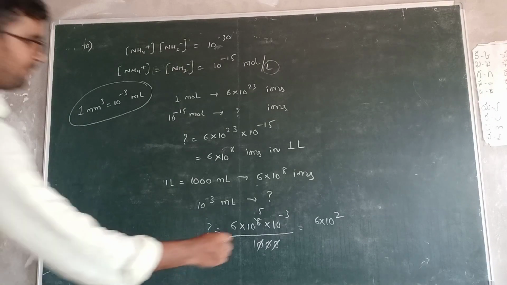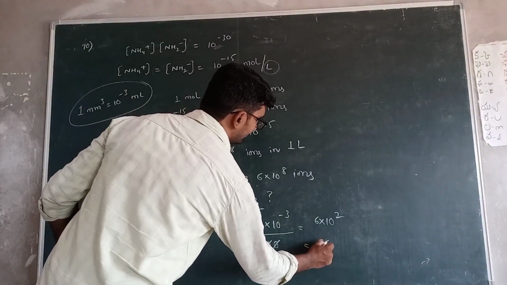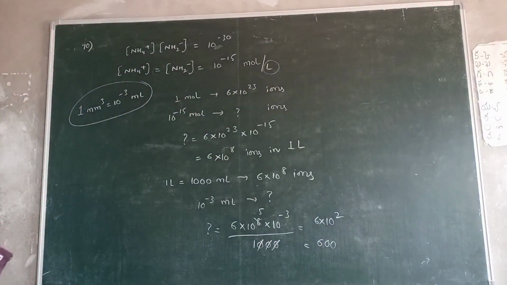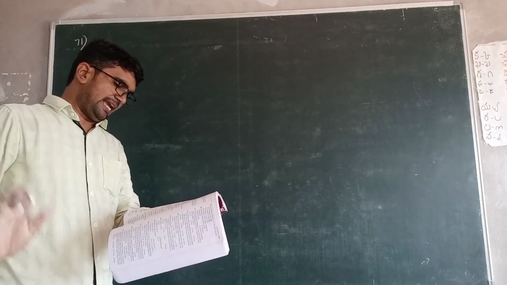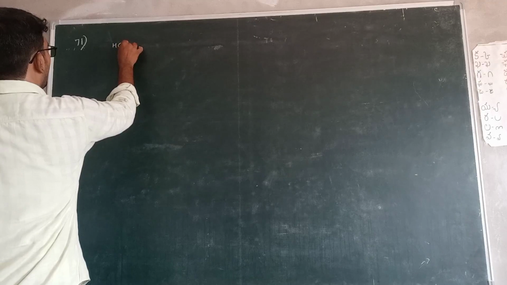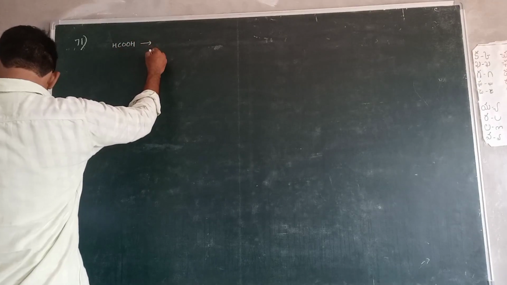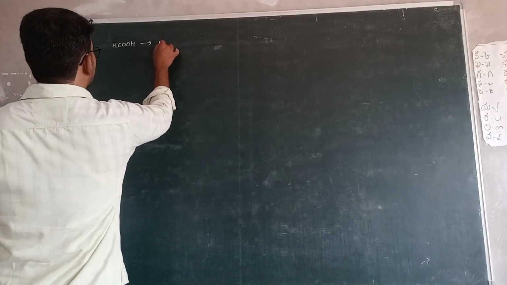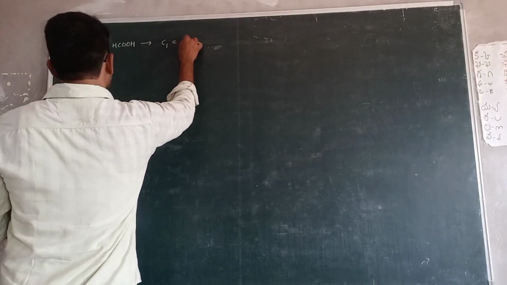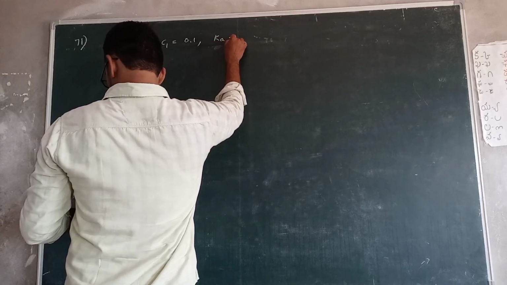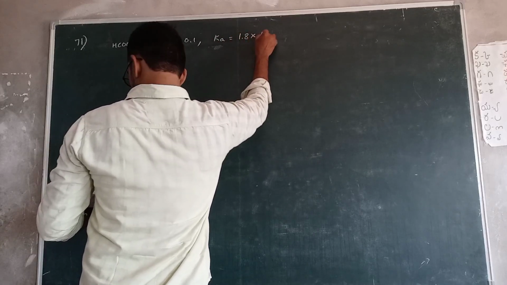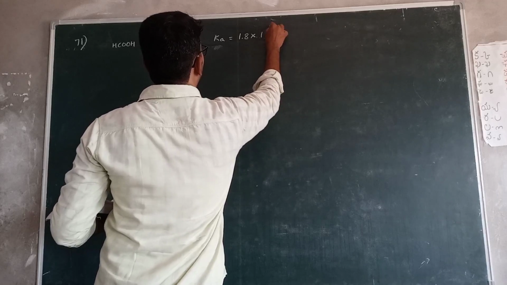Means simply you can write 600. Completed. 70th one. 71. A mixture of weak acids. One weak acid is given, that is HCOOH. Its concentration value is given, C1 is equal to 0.1 and Ka value is 1.8 into 10 to the power of minus 4.